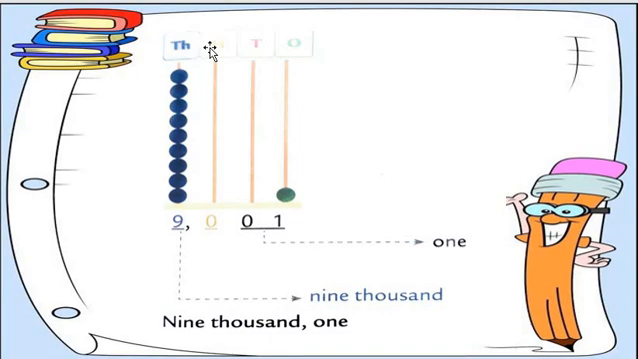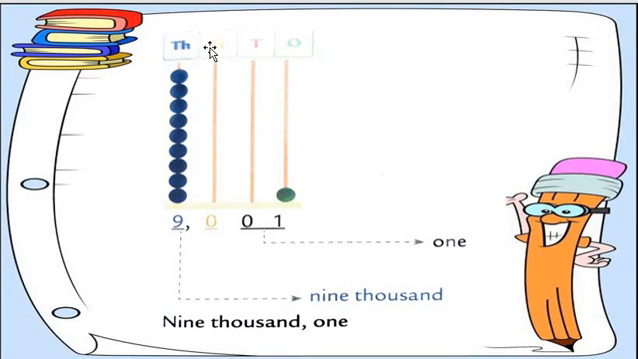In the 1000 place, how many blue bits are there? 1, 2, 3, 4, 5, 6, 7, 8 or 9. So in total there are 9 bits. How many bits? In total there are 9 bits. Got my point, all students? So what to do that time? What to do, all students? So that time we write 9,000.